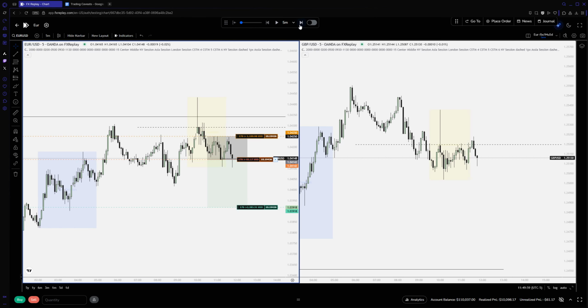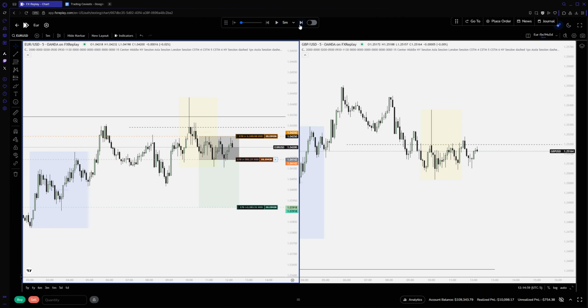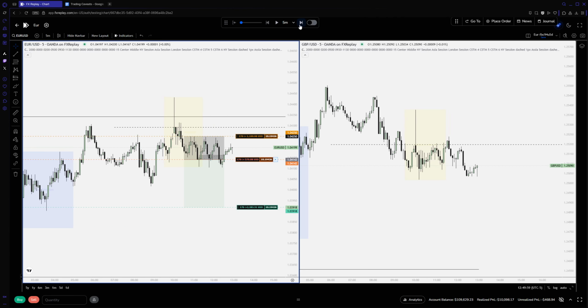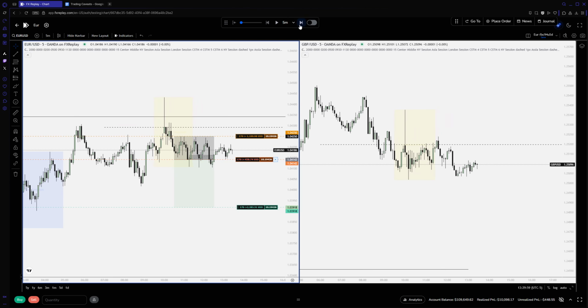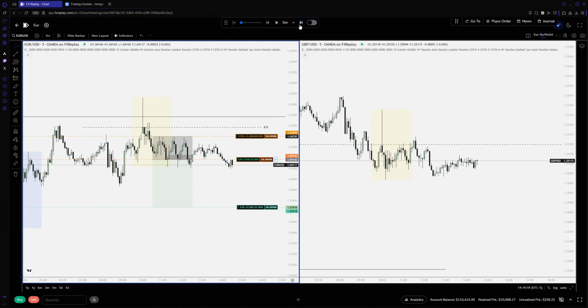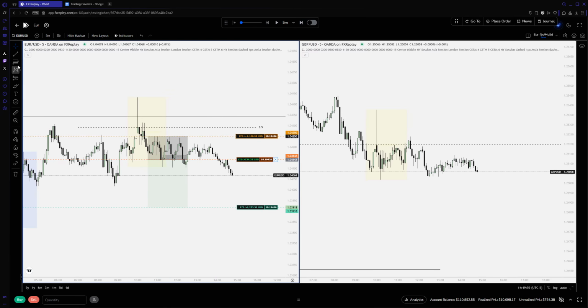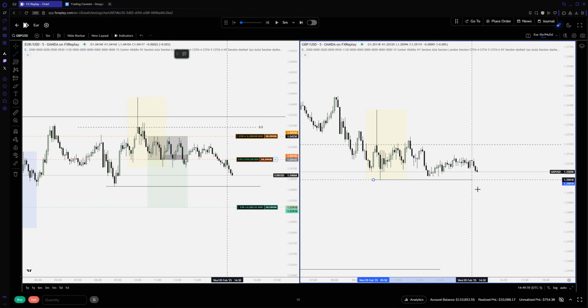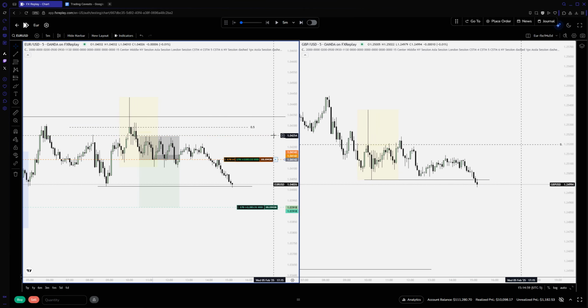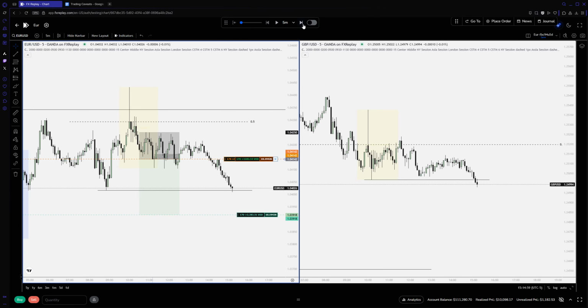Why the fuck is it doing this? I don't like that it's doing that. Okay, finally. Break even at this low. Bro, what the fuck? It edged me so hard. Break even. Let's see if it gets there.